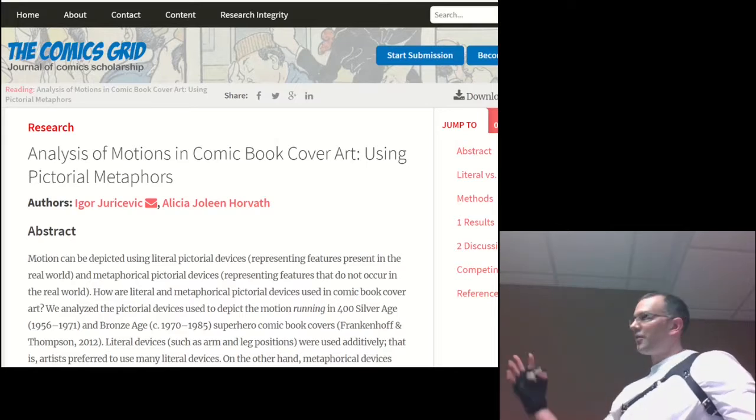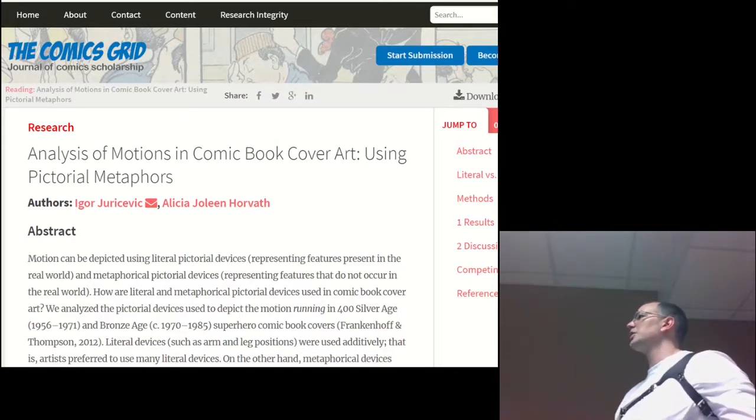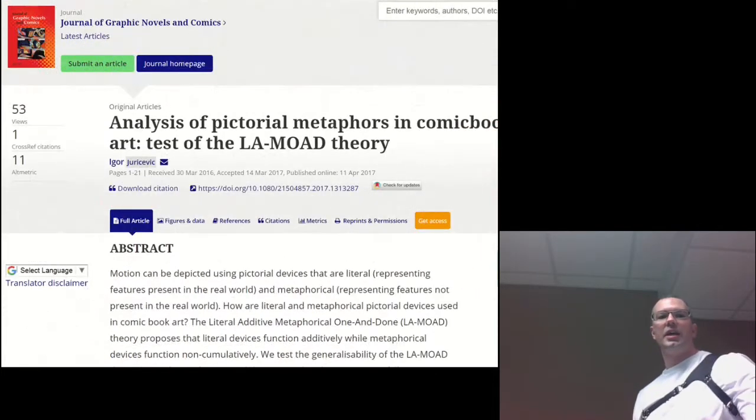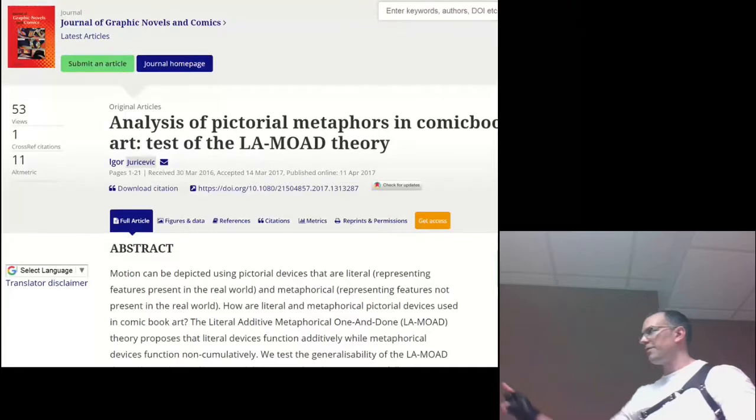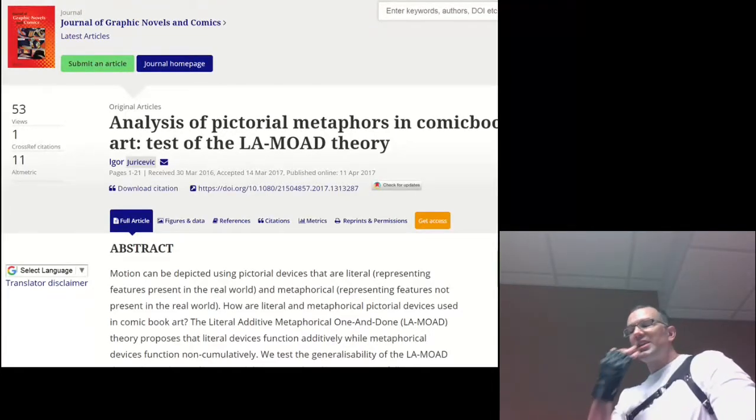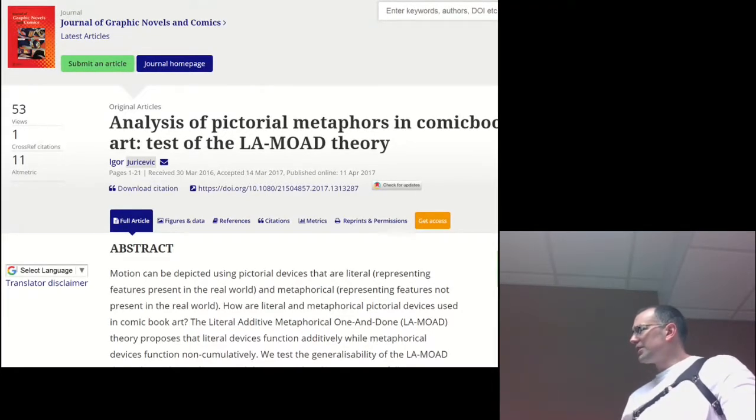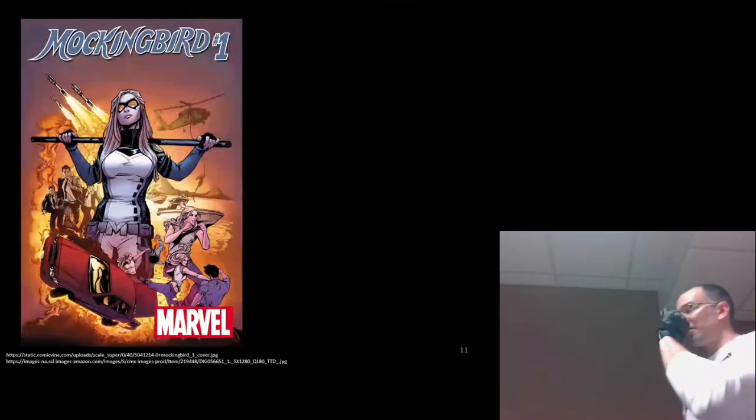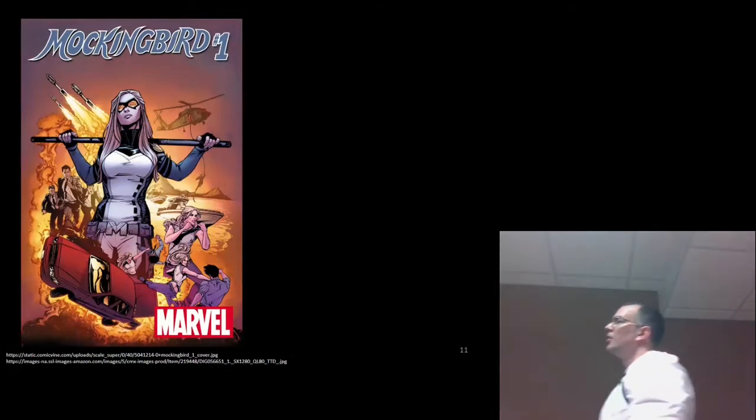So if you want to kind of check it out ahead, that was actually published in the Comics Grid, Journal of Comics Scholarship. It was also published in the Journal of Graphic Novels and Comics, was a follow-up study. Other work that I've done recently, this was done with a former graduate of IUSB. We took a look at the pictorial device of gigantic size.